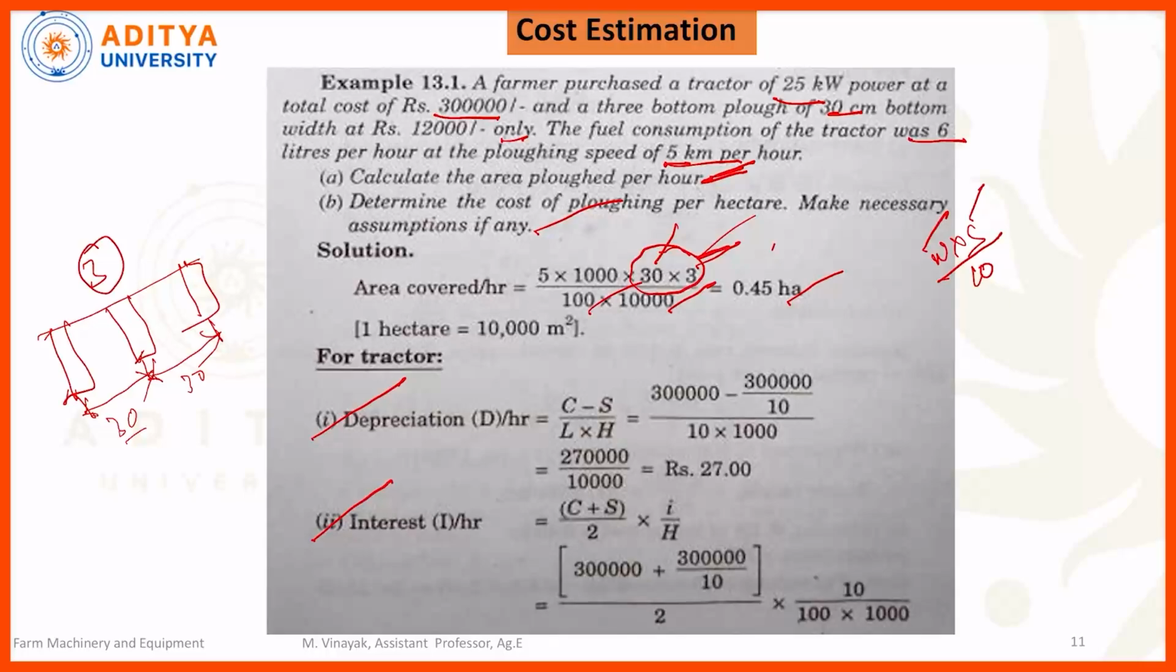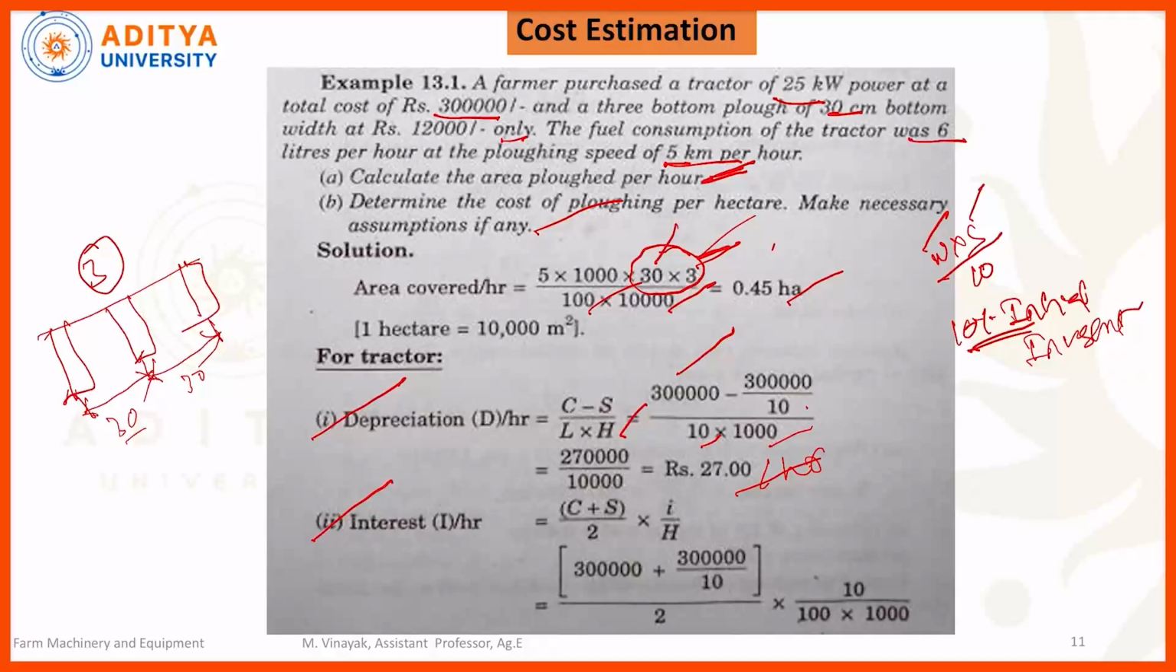The initial cost of the machine is 3 lakhs. Salvage value is nothing but 10% of the initial investment, so that is 3 lakhs divided by 10. The lifespan of the tractor is 10 years and the annual working hours are 1000, so that we can get 27 rupees per hour. So per hour of operation using the tractor we spend 27 rupees.